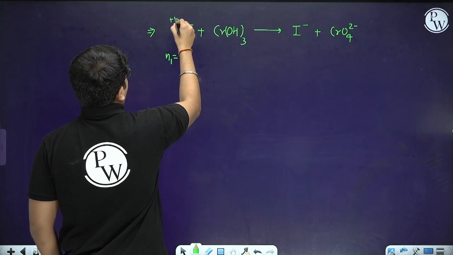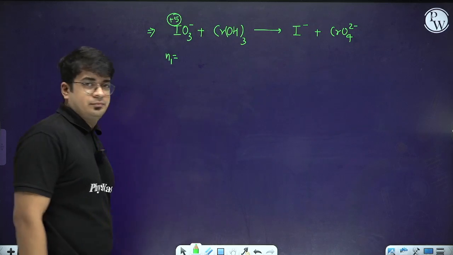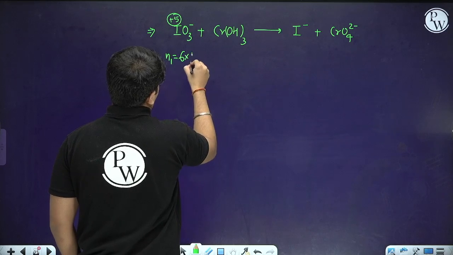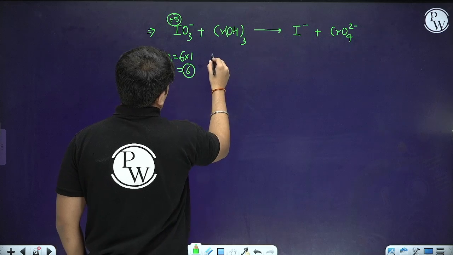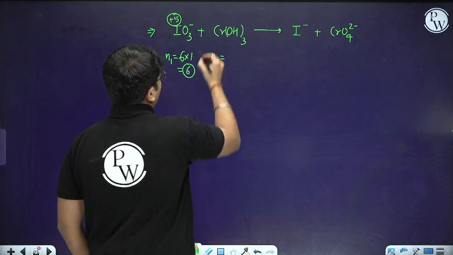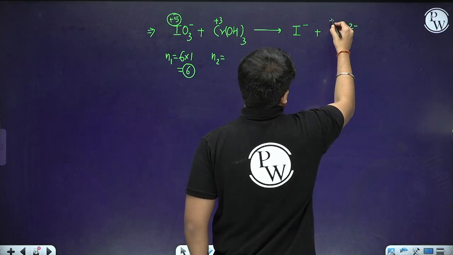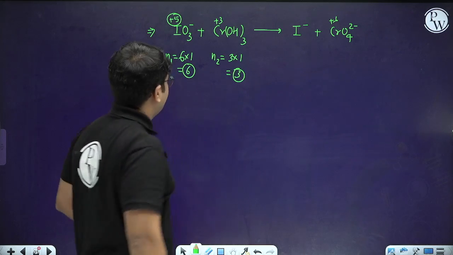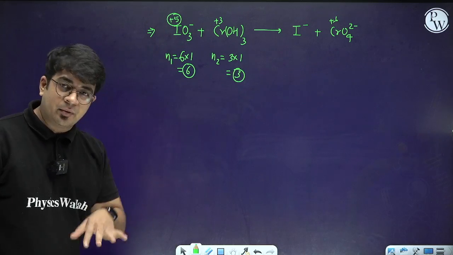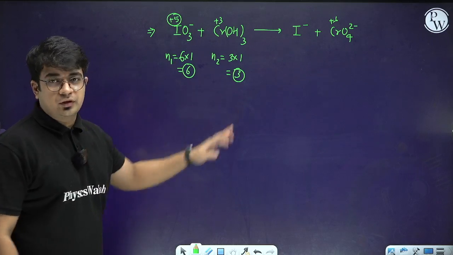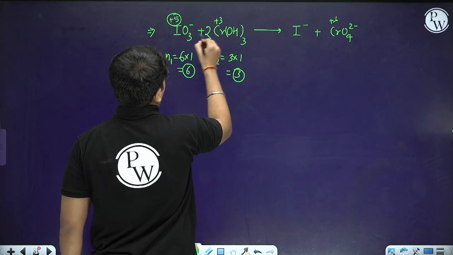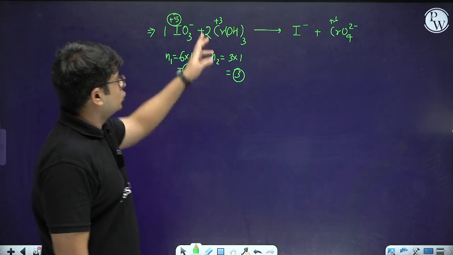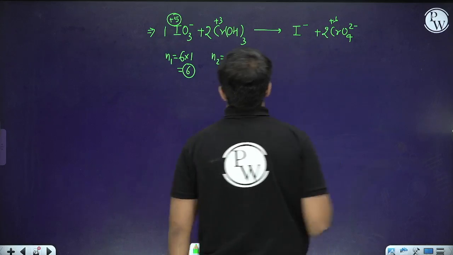So this is plus 5 converting into minus 1. Plus 5 to minus 1 is a change of 6. One atom, so that will be 6 only. n2 will be equal to plus 3 to plus 6, so 3 multiplied by 1, that will be 3 only. So I can cross multiply either 6 here or 3 here, or the minimum ratio. 6 is to 3 is 2 is to 1. So I can multiply 2 here, 1 here. So 1 I balanced, 2 Cr, 2 Cr.